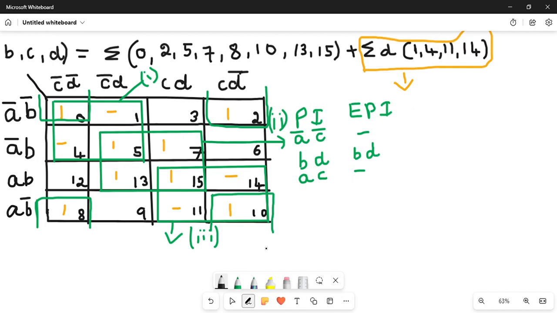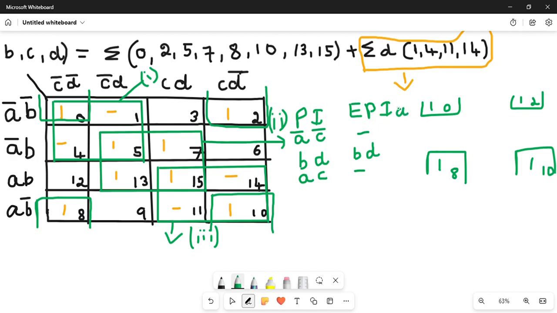It is the group 0: cell 0 which is 1 and cell 2 which is 1 and cell number 8 which is 1 and cell number 10 which is 1. So now next to cell number 0 it is A bar B bar that you have. You can see it in a clean and neat manner over here, right? And next to cell number 8 it is A B bar.